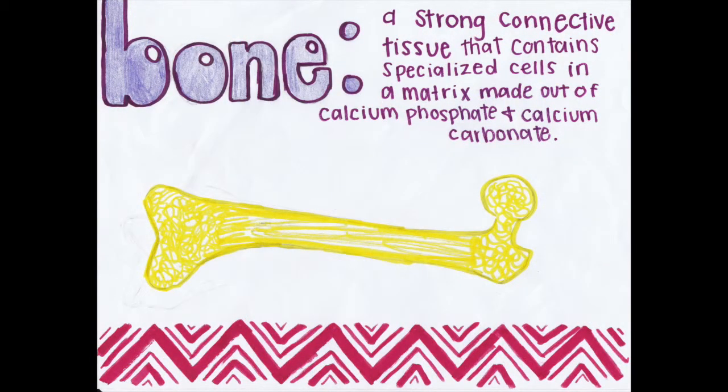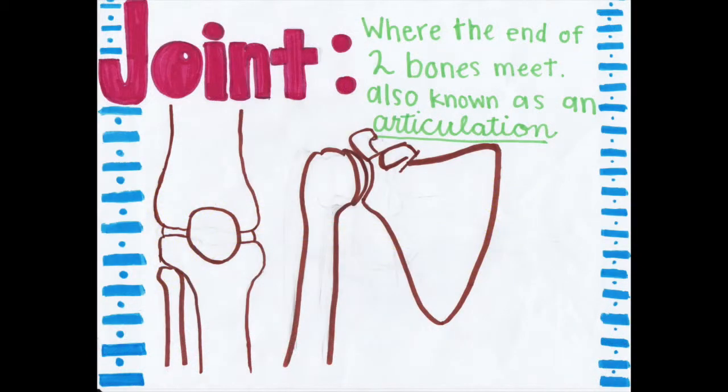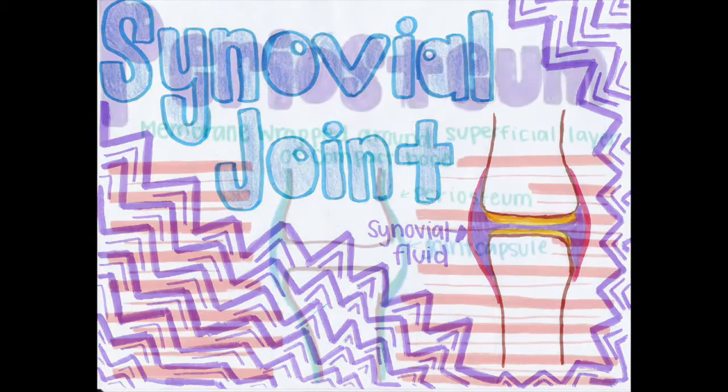A bone is a strong connective tissue that contains specialized cells in a matrix made out of calcium phosphate and calcium carbonate. When the ends of two bones meet, a joint is made. This can also be known as an articulation. One of the specific joint types is a synovial joint, or a diarthrosis, which is a joint where the ends of the bones are separated by synovial fluid. This feature allows for a wide range of motion.